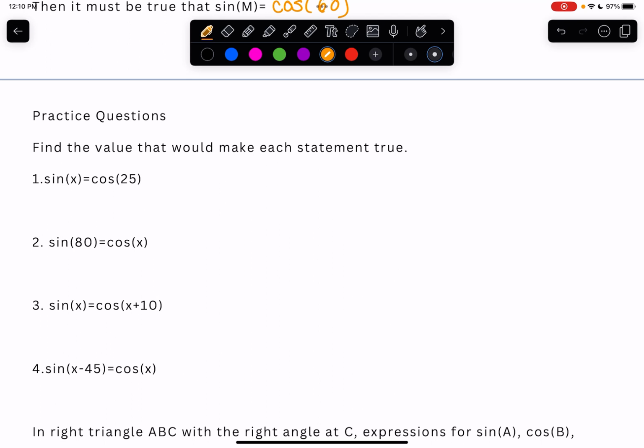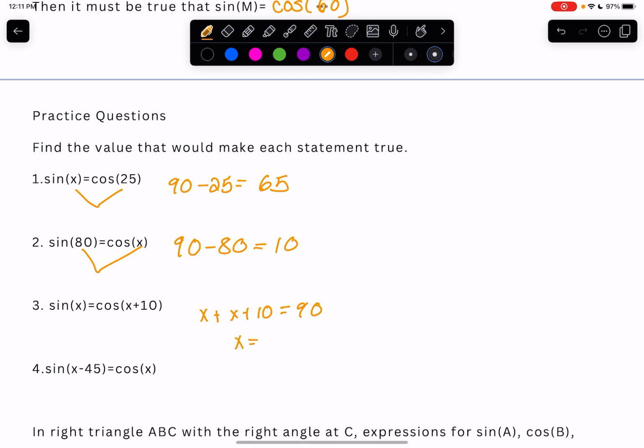So find the value that would make each statement true. If we're saying that the sine of x is equal to the cosine of 25, then these angles must be complementary. So 90 minus 25, which gives you 65. Same thing. 90 minus 80 is equal to 10. Here, x plus x plus 10 must be equal to 90. If you solve, 2x equals 80, so x is equal to 40.